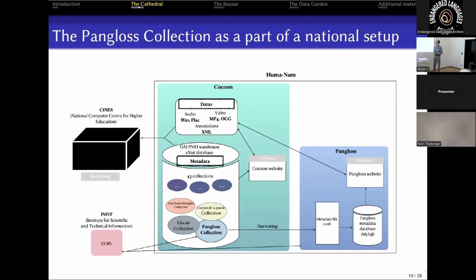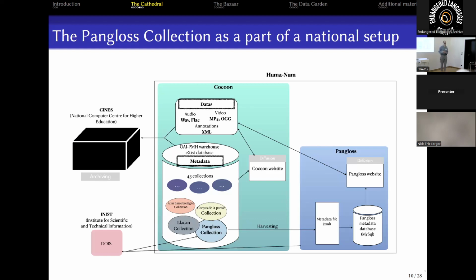The DOIs we get, we get an infinite number of them. We don't have to pay for them individually, though we do pay a subscription annually. And that is done through the Institute for Scientific and Technical Information, which is another national platform infrastructure. And the National Computer Center for Higher Education takes in the stuff for archiving and pushes it on to the National Archives. So this is, again, things that we have been seeing happening.